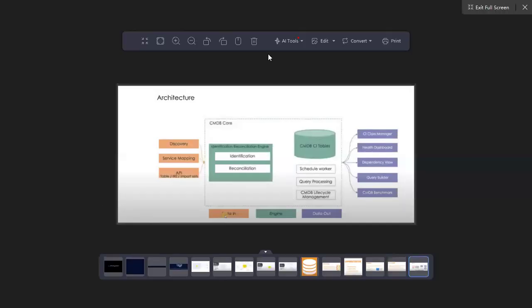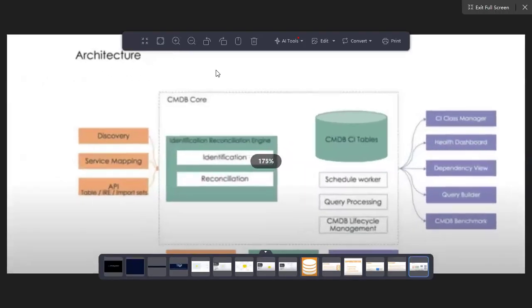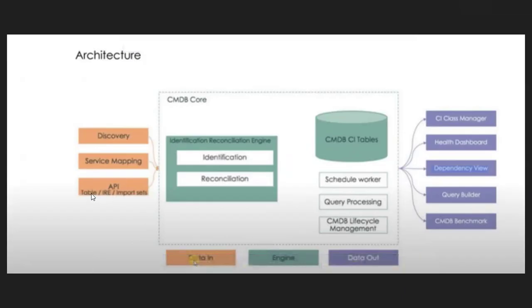Okay. So is it clear? You can see this is my CMDB CI table, and data comes in from various sources: through discovery, through service mapping, through the API table, and through import sets. All the data will be sent to our IRE engine, which is called the identification and reconciliation engine. There, all the data is first identified: is it duplicate data, or is it a new CI which we need to create?